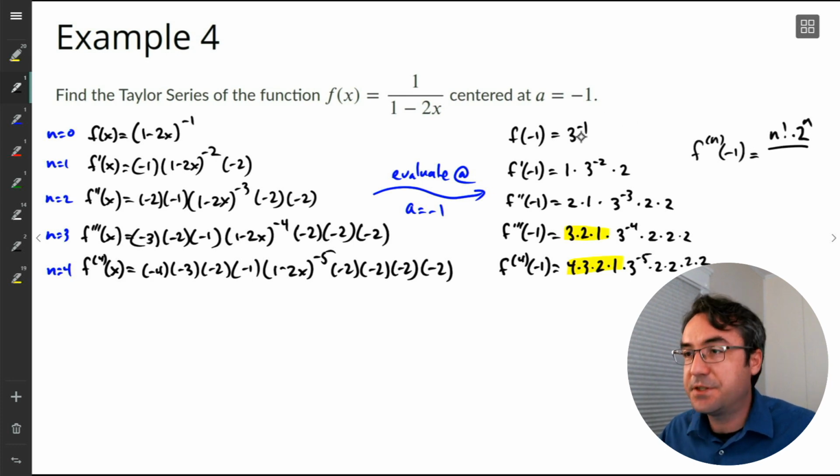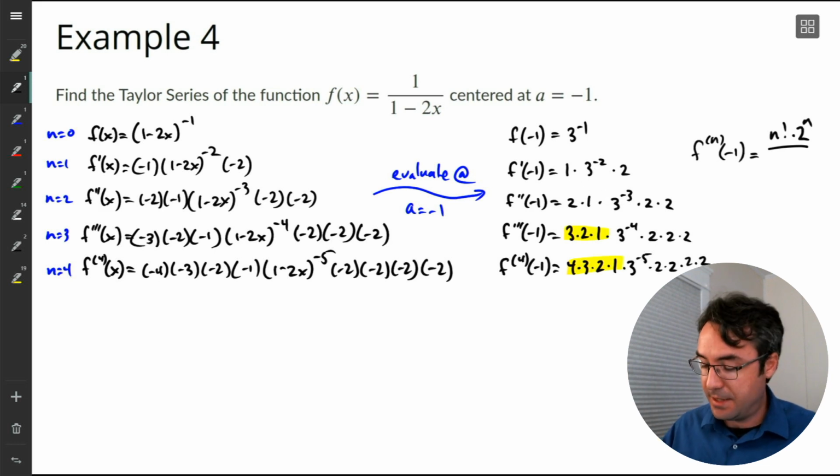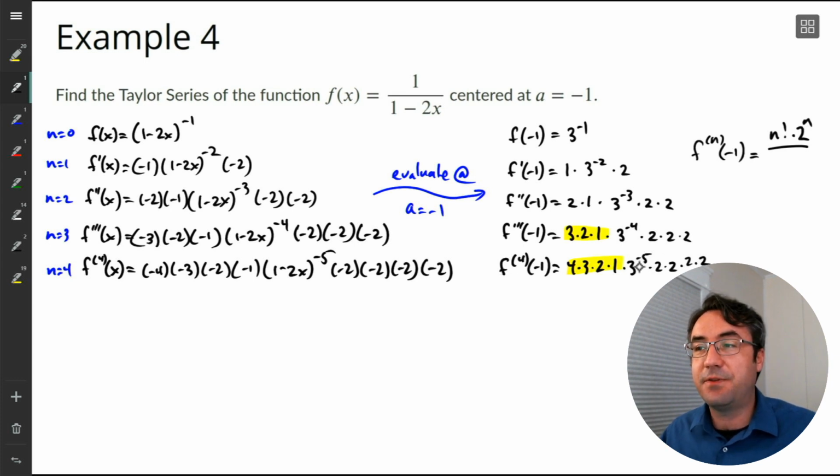And then we have this 3 raised to the -1. So when n is 0, we have 3 raised to the -1. When n is 1, we have 3 raised to the -2. When n is 2, we have 3 raised to the -3. And when n is 4, if we keep going, we have 3 raised to the -5.